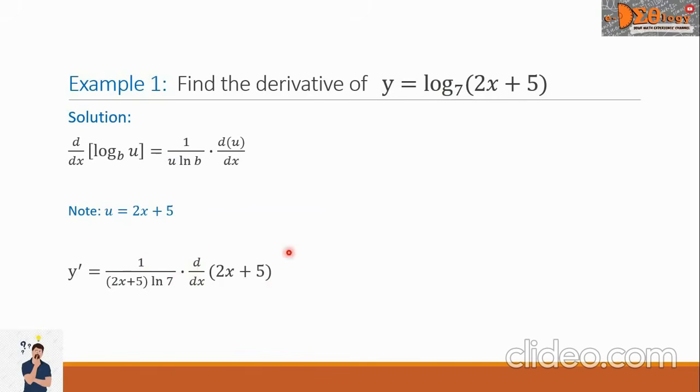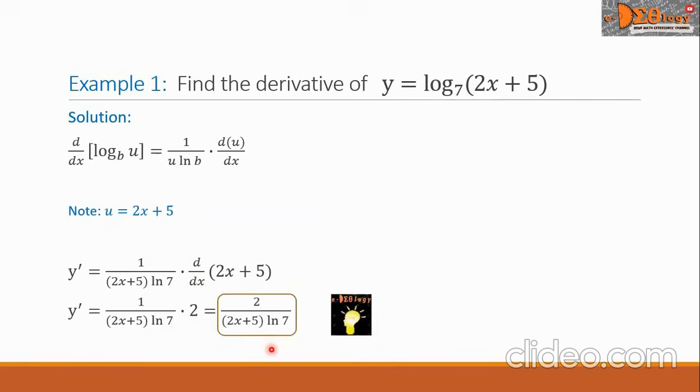Simplifying now this derivative here, we have the answer as 2. Let us multiply this 2 with this fraction. We'll just put this 2 as numerator. And this is our final answer.